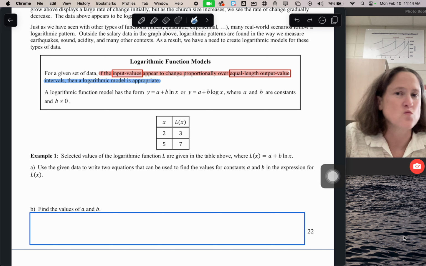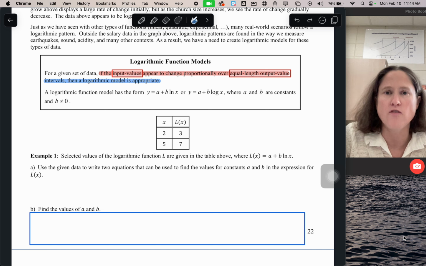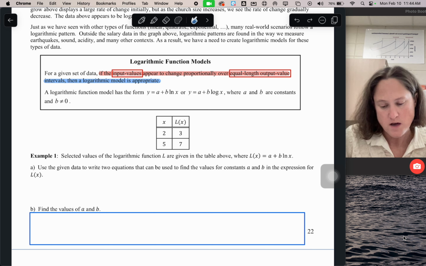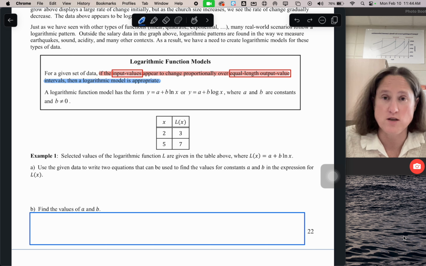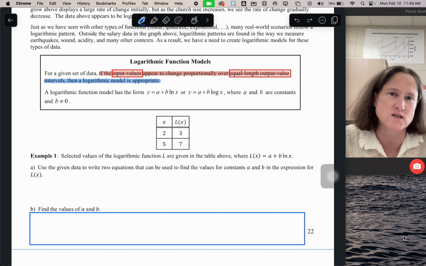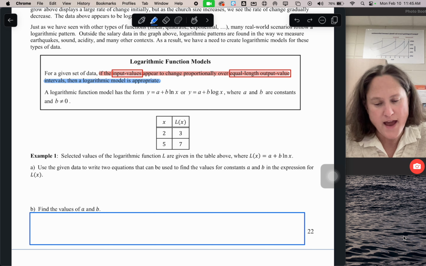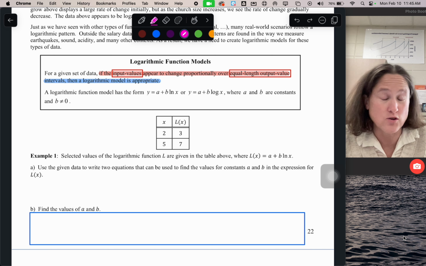Fortunately for our class, we won't have to do that. There are other ways you can use systems of equations to help you find that, but we will not be asked to do that. We will only be asked to use the natural log. Part A says to write 2 equations to help us prepare to solve this if we had to use a system of equations. We've seen this type of question before. I have 2 input-output value combos.